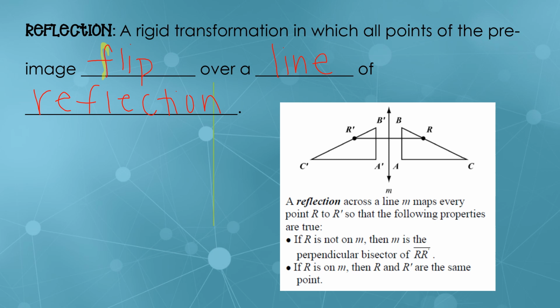So in this image down below, if you're looking at R and R prime, and I'm just going to label that point right there, the length from R to the line is the same length as R prime to that line. And that's true between any image and preimage. Also, the line that connects R to R prime will be perpendicular to that line of reflection. So that would be a 90-degree angle.